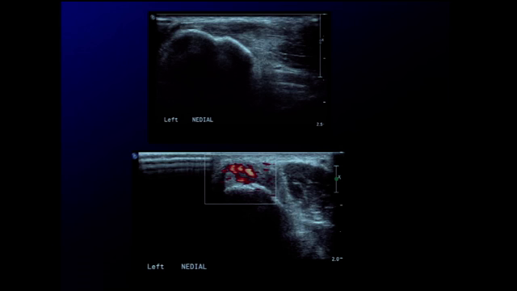Another case, patient presenting with medial elbow pain. Again, you can see there's some normal tendon here, but this portion of the tendon is hypoechoic. There may be a little bit of adjacent fluid, but in this case, there's increased vascularity in the power Doppler. We don't see a discrete tear, and this is another case of common flexor tendinosis or golfer's elbow.